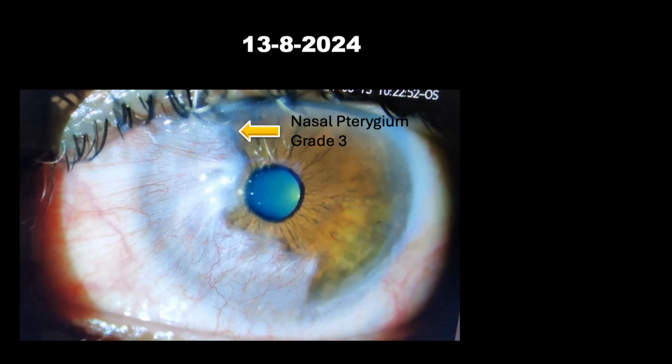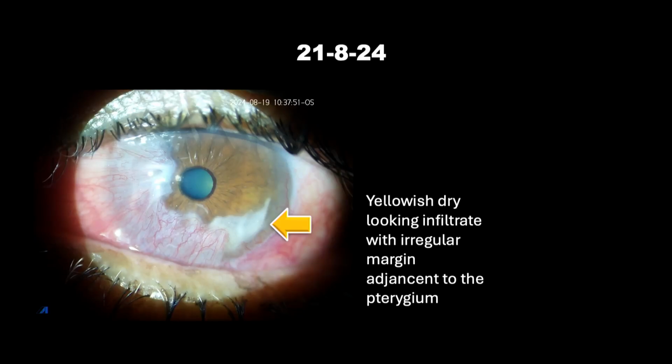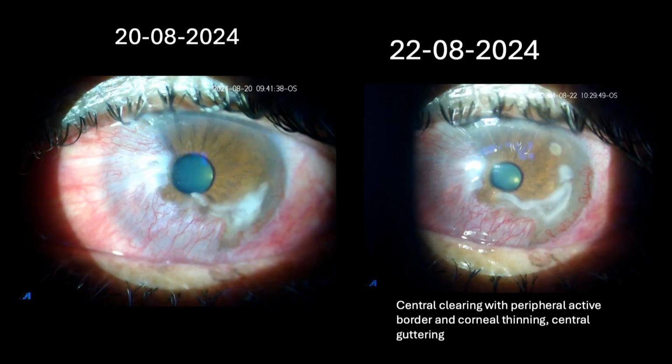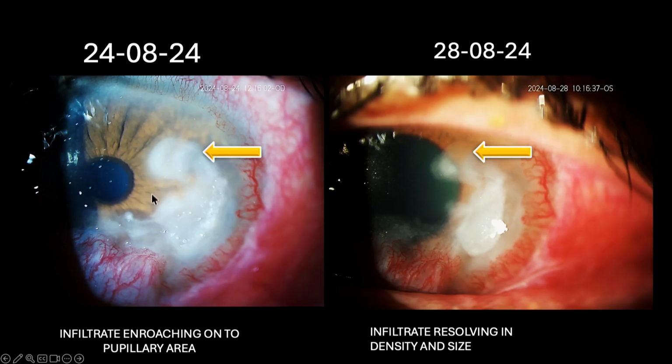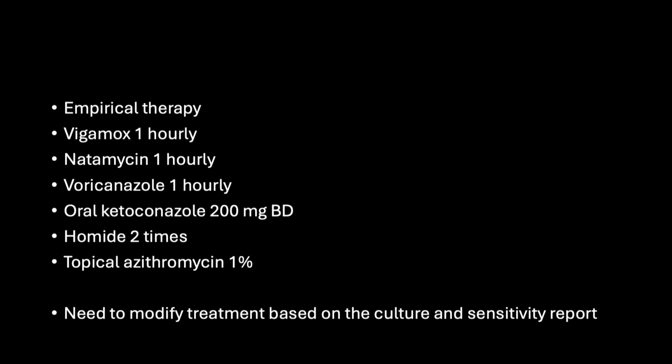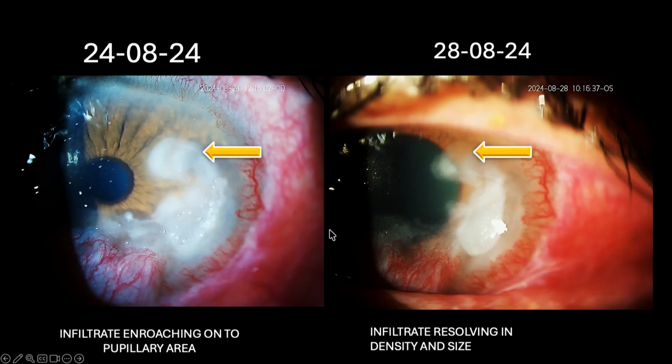He went to an Ayurvedic specialist and did some Ayurvedic treatment, after which he developed a yellowish infiltrate, which was a fungal infiltrate. We were giving the antifungals, all topical medications and orally, but the ulcer was increasing. After this appearance, we started to give azithromycin. That is, we try to treat the MGD along with it. And we can see the ulcer started regressing. Thereafter, the ulcer got into control.